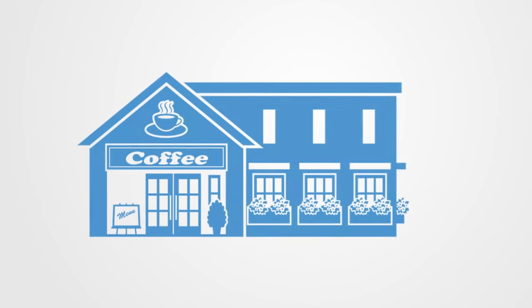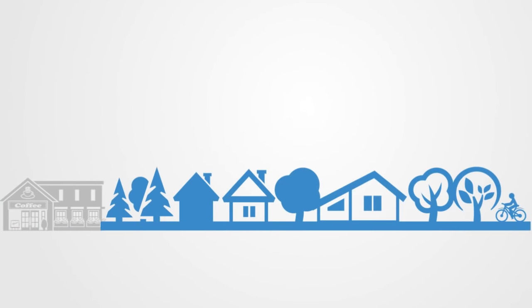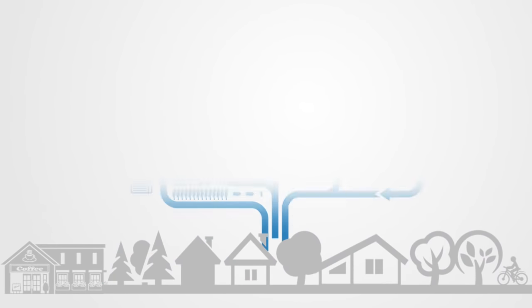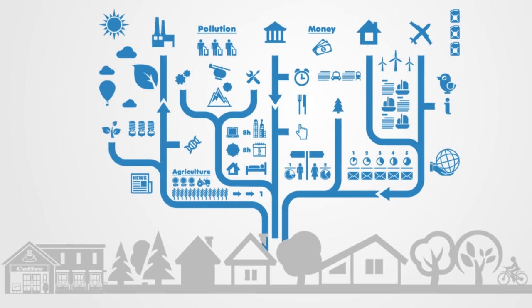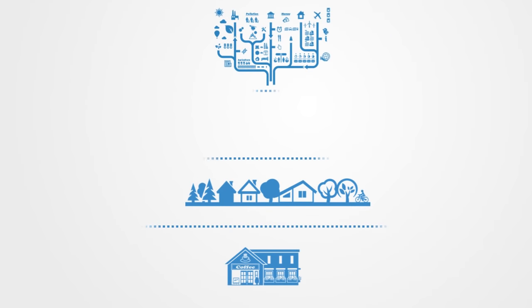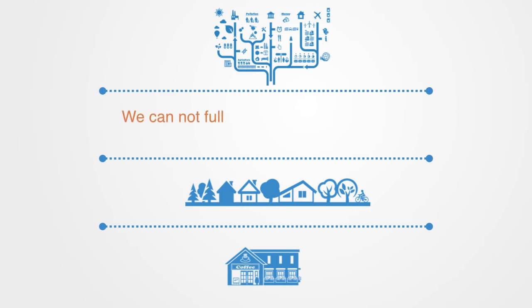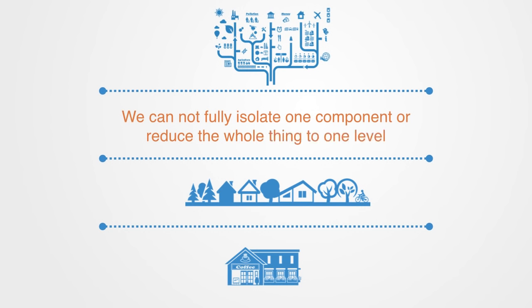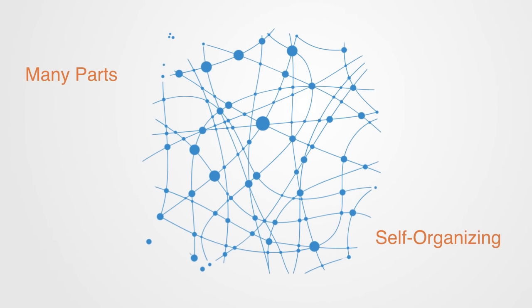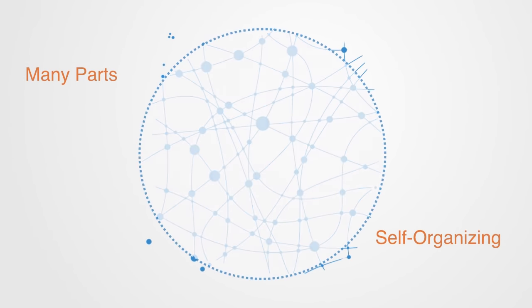A business is part of a local economy, which is part of a national economy, which in turn is part of a global economy. Each is interconnected and interdependent with the others. We cannot fully isolate one component or reduce the whole thing to one level, and this is a primary source of complexity. So this is our first property of a complex system: many different parts that are distributed out, with local interactions and self-organization giving rise to new emergent levels on different scales.